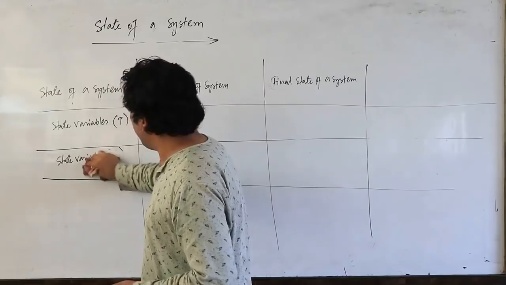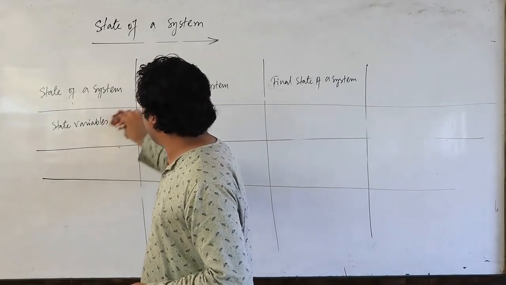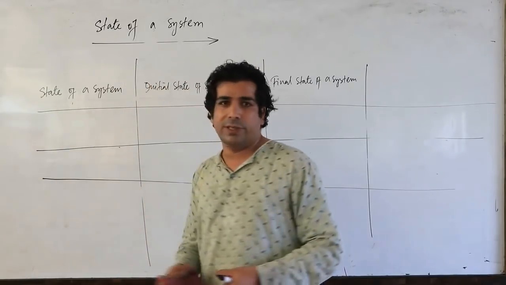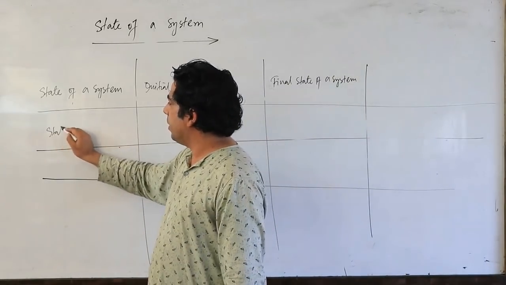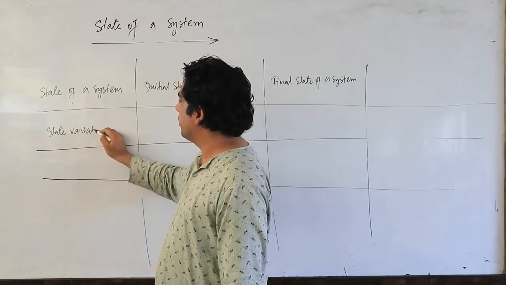How does the volume change? How does the pressure change? We will discuss that in this chapter. So right now, you only try to understand what state variables are. Let's take one more state variable here.